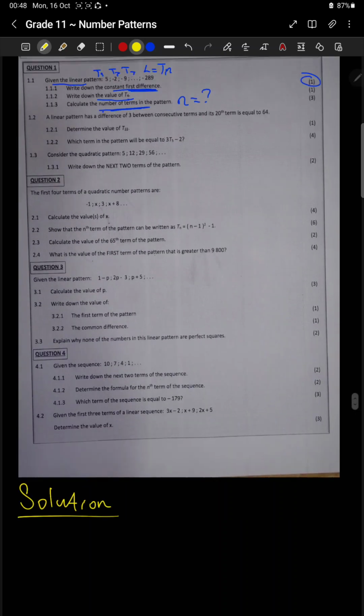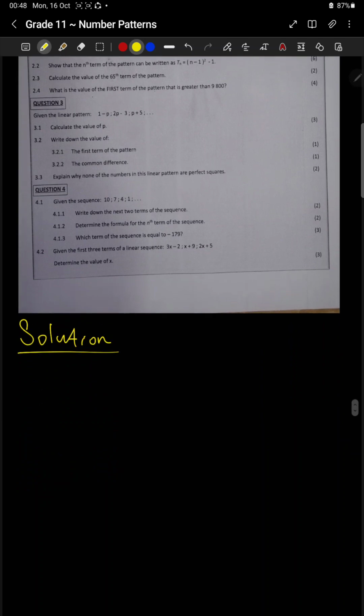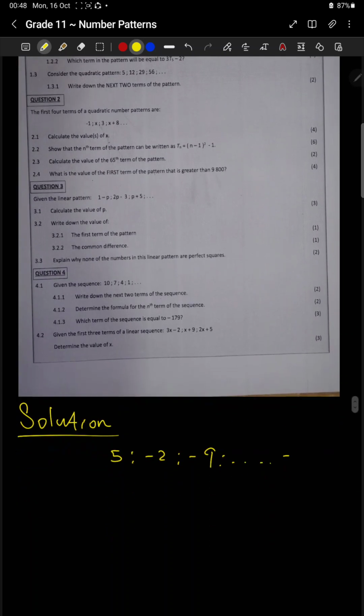So now, in the first question here, which is 1.1.1, or before that, let me just copy down this sequence. We've got 5, -2, -9, and then up to the last one, which is -289. Okay, so I'm saying that this one is the last term. The last term is equal to Tn, and Tn is equal to the general term, which is bn plus c.